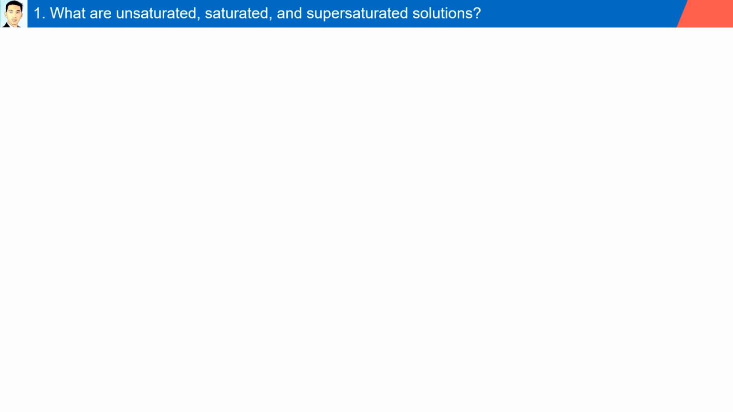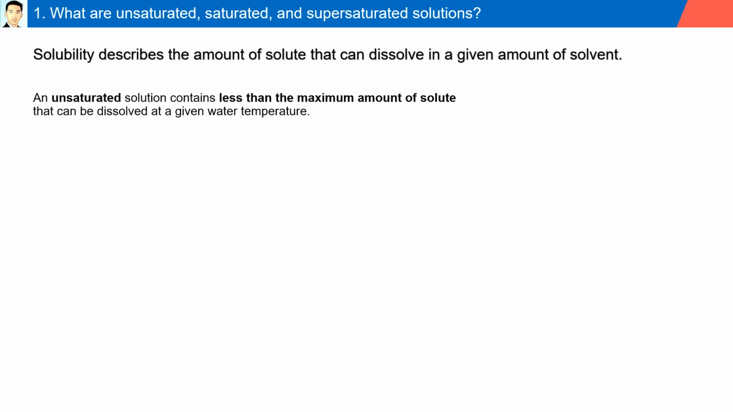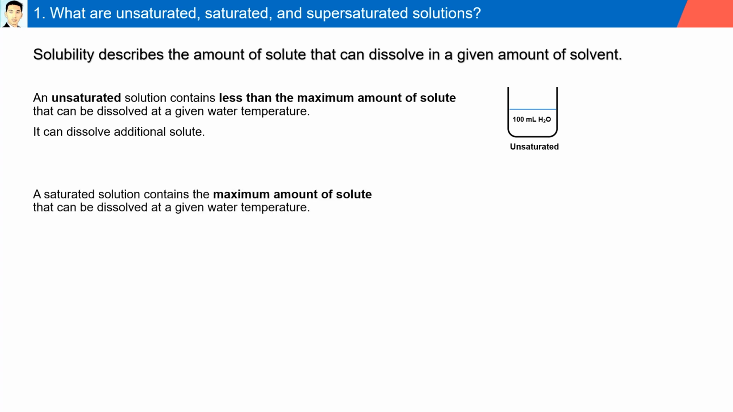What are unsaturated, saturated, and supersaturated solutions? Solubility describes the amount of solute that can dissolve in a given amount of solvent. An unsaturated solution contains less than the maximum amount of solute that can be dissolved at a given water temperature. It can dissolve additional solute. A saturated solution contains the maximum amount of solute that can be dissolved in water at a given temperature. If additional solute is added, it will not dissolve.